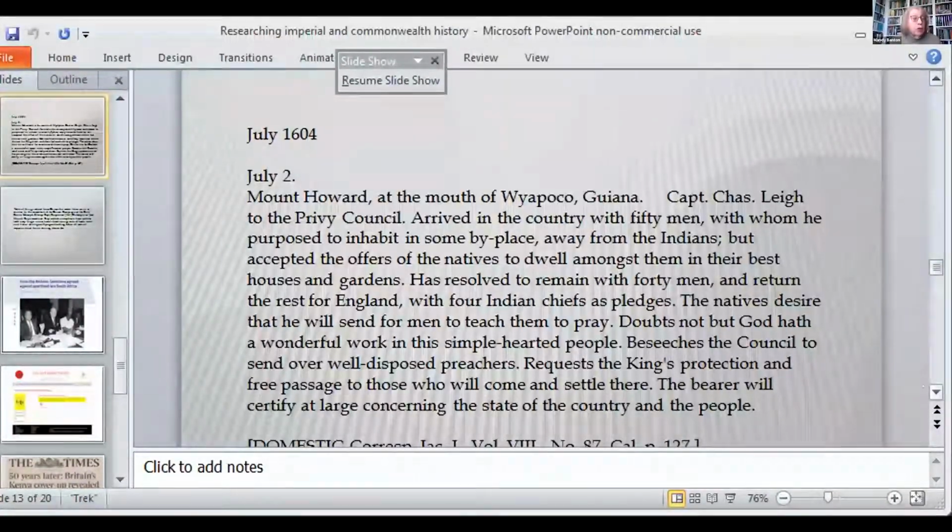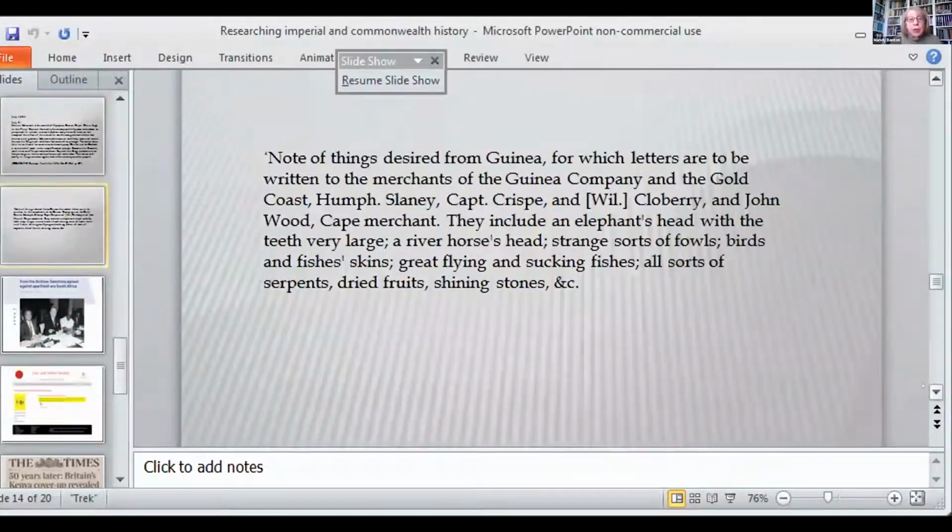I browsed the first volume, which covers the years 1574 to 1660, and found many entries on Virginia and Bermuda and on relations with the Spanish. This one from Guyana in 1604 presents a somewhat unbelievable and rosy picture of early colonization attempts. As an Africanist, my eye was drawn to this one from July 1625, seeking various information from West Africa.